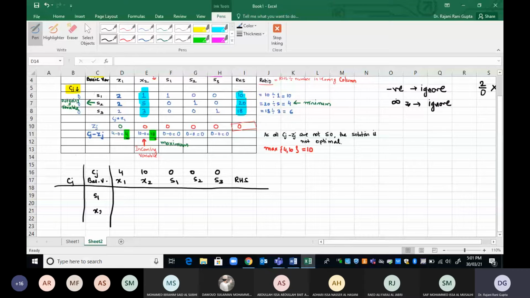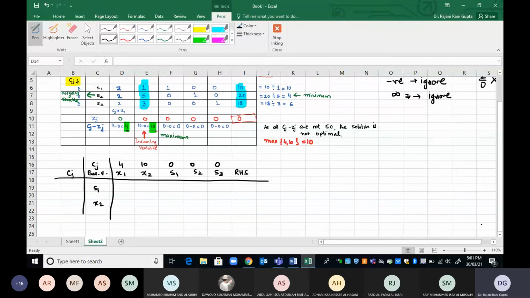Okay, now here the numbers. What will be the numbers? For S1 it is 0. For X2 it is 10. For S3 it is 0. Clear? Better I will not draw this line. Clear? Now, any questions so far? No.